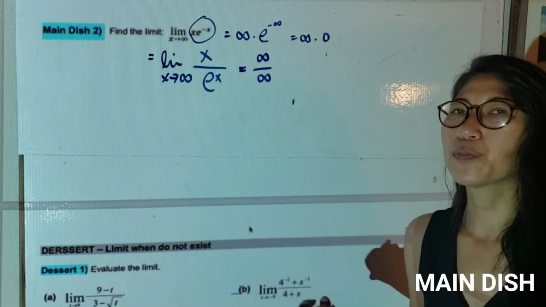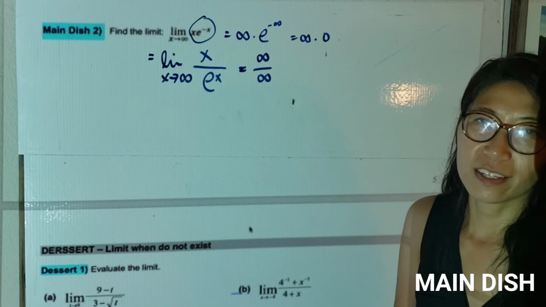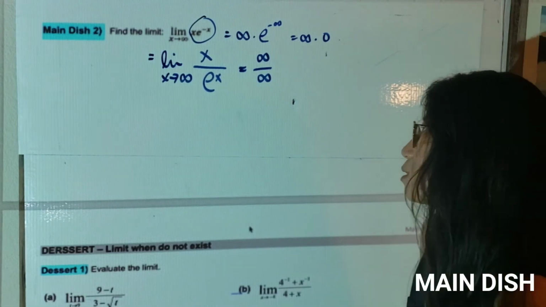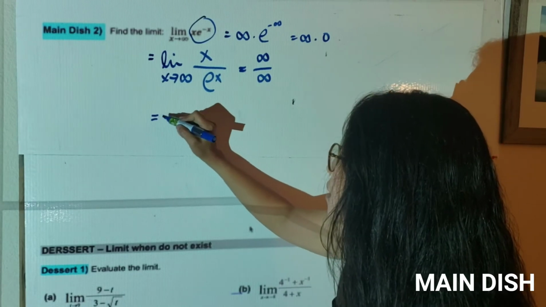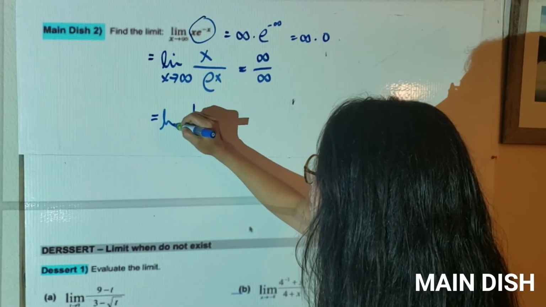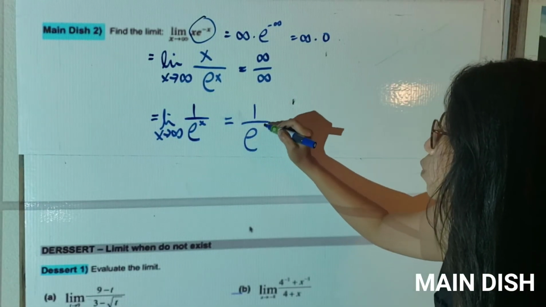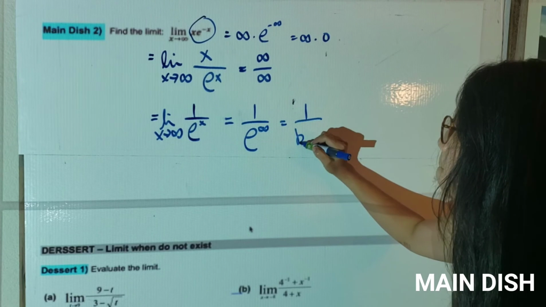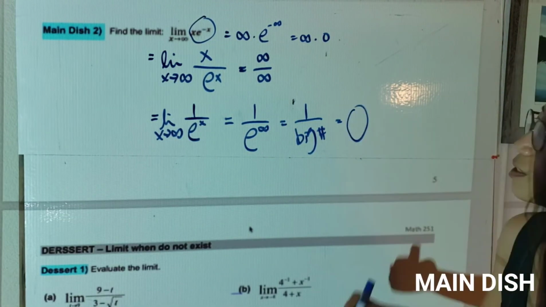So you have to manipulate and see if you can change it into the form that will fit. If it doesn't, too bad, right? So I got infinity over infinity. Let's take a derivative, and that will be 1 over e to the x as the limit goes to infinity. Then what happened? 1 over e to the infinity is 1 over a big number. What did I say? 1 over a big number goes to 0.